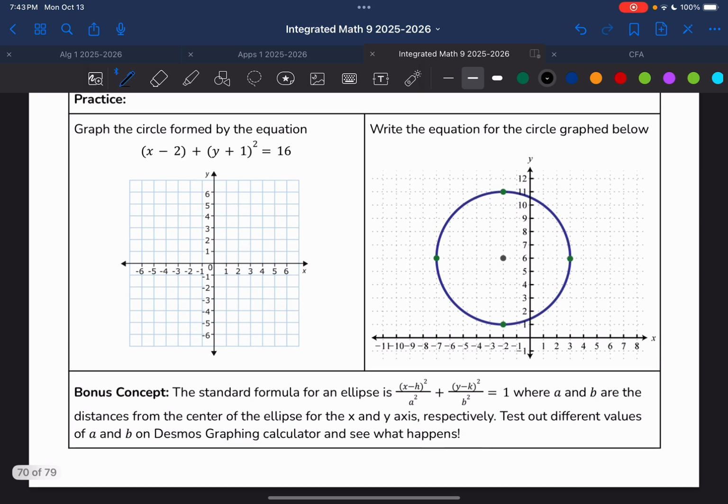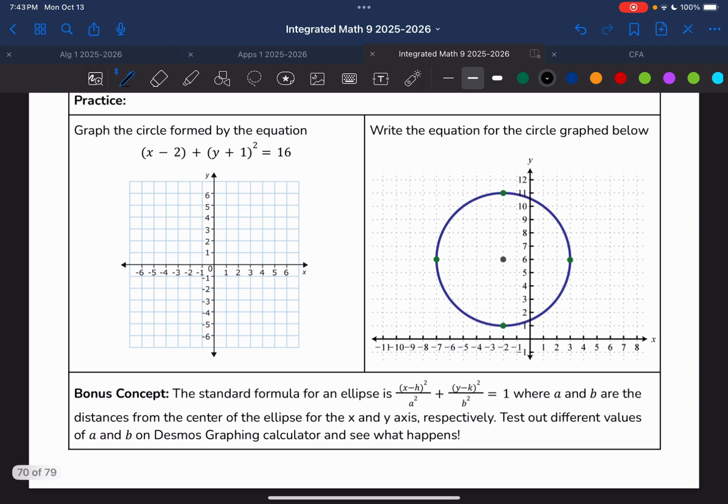If we go down here, we want to graph the circle. So where's the center of the circle? Well, the center of the circle is at 2, -1, because it's backwards, right? So if you subtract 2, you go 2 to the right. And we have a radius of 4, meaning that our points are there, there, there, and there. And then you just connect them all, like that.